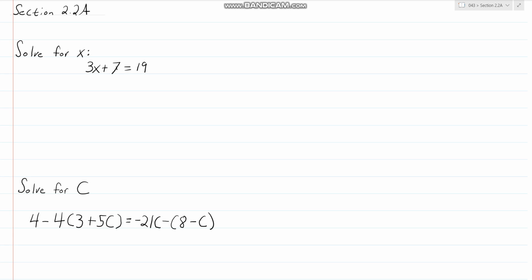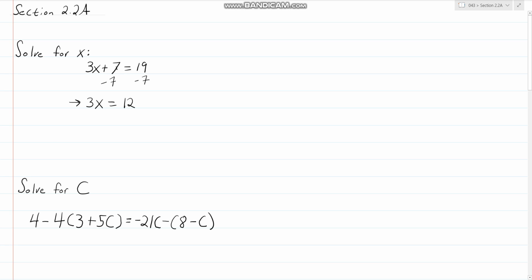So since I have a 7 here, I need to get that 7 on the other side of the equation. I have plus 7 here, so I want to subtract 7 on both sides, and that will get rid of the 7 here. So this will become 3x equals 19 minus 7, which is 12.